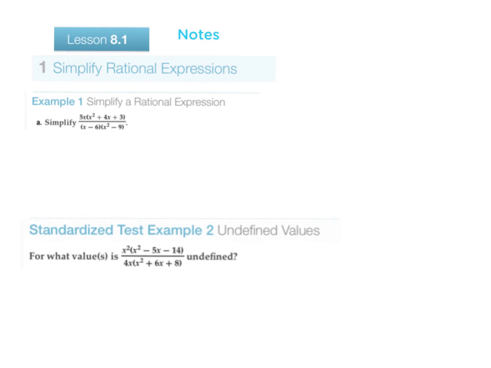Right, what we're going to do now is simplify rational expressions. Rational expressions are ones that have variables and numbers in a fraction, basically. And so to simplify, what we want to be able to do is factor. And so that's the first thing we need to understand. What we're going to do is we're going to factor.